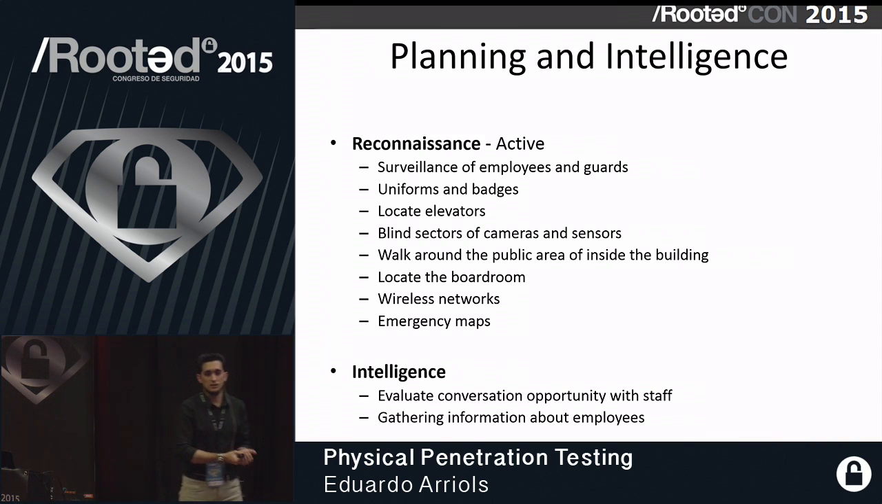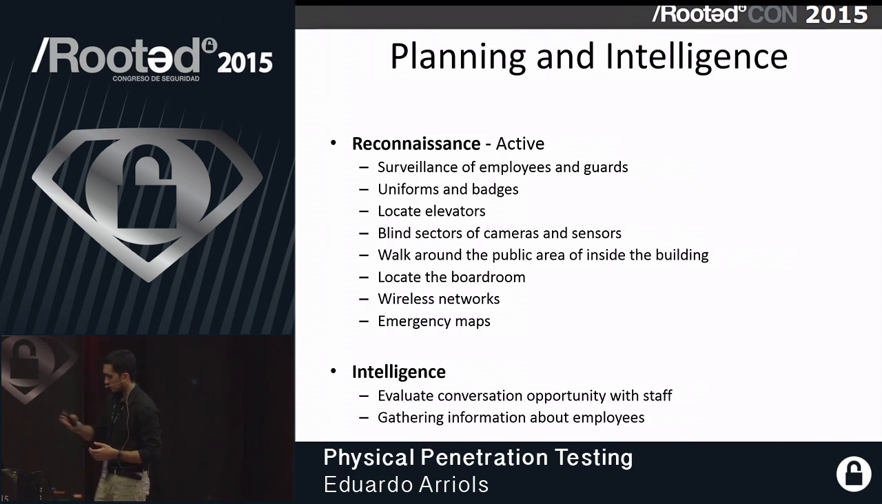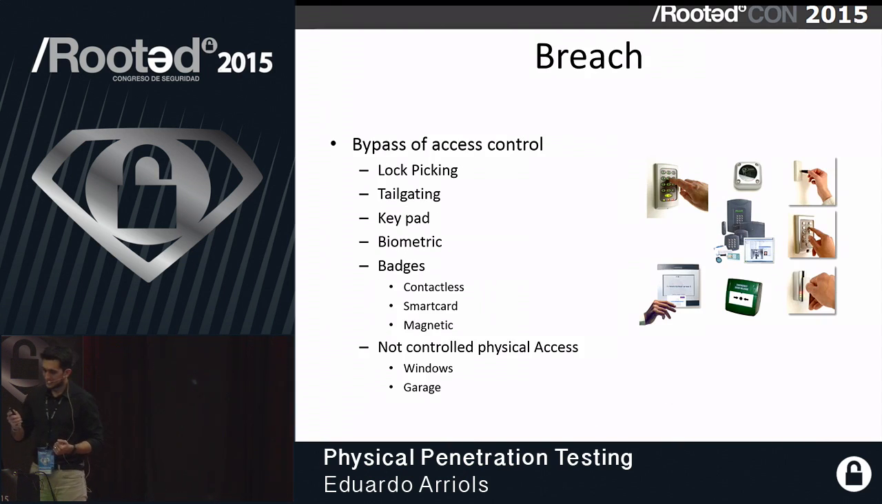Then active reconnaissance: you walk into the building, where are the lifts, surveillance of employees and guards when they change shift, very clear as to the uniforms and the badges, and very many other things. Then in the intelligence part, you try to talk to people, gather information, do some social engineering. And now let us move on to the part that I'm interested in.